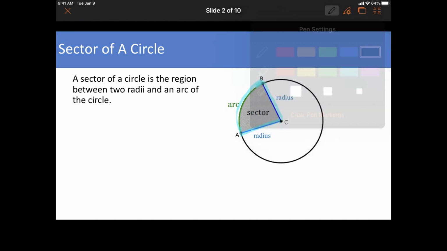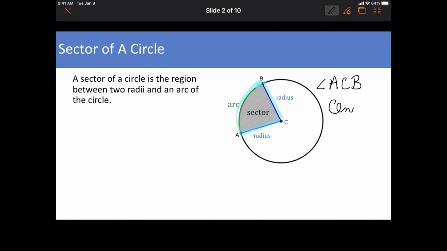Also note this angle ACB is called a central angle. We've talked about that before. It's been a while. It's because the vertex is at the center and the sides of the angle are radii, right? Sector. So it's like a slice of pie, pizza or apple. So you can see that it is part of a circle.